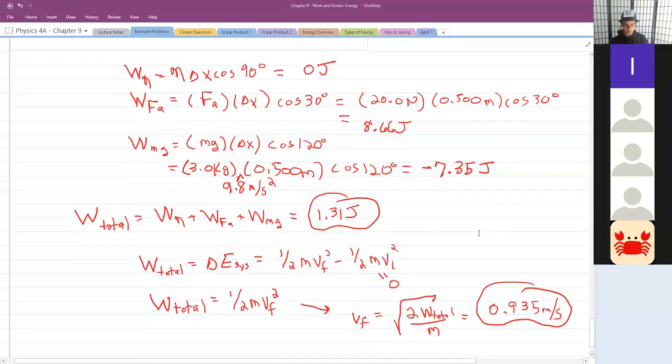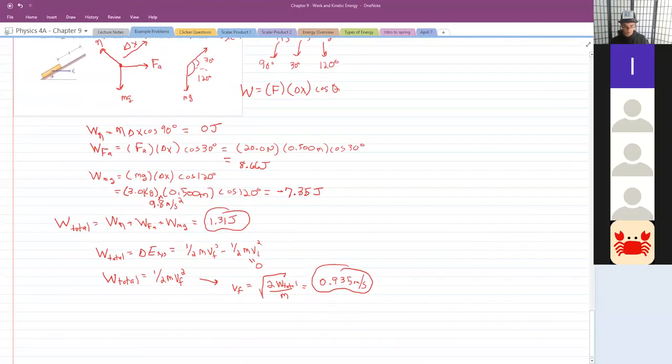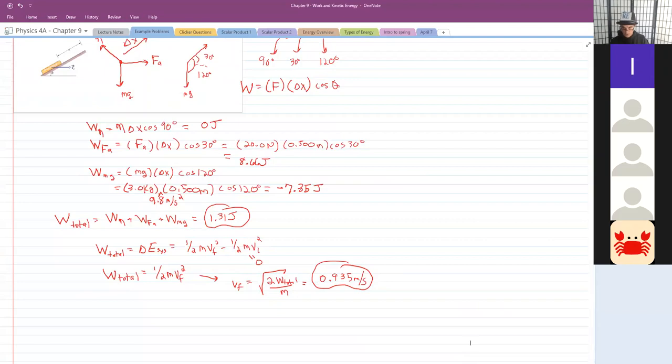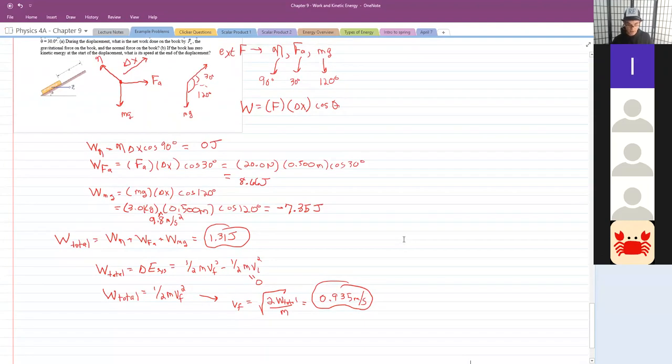Can I show the problem again? Screen share, go back up here. Share, let me make it a little smaller. Okay, here's the problem again.